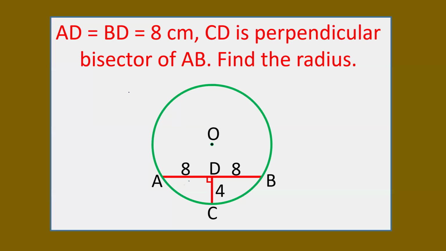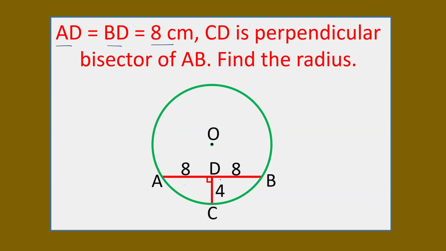In today's video, we are going to learn a special property of a circle by using the perpendicular bisector of a chord, and we have to find out the radius of the circle. It is given that AD and BD are equal to 8 centimeter each. AB is a chord, AD and BD are equal, and CD is perpendicular to AB. So it will be the perpendicular bisector of AB.